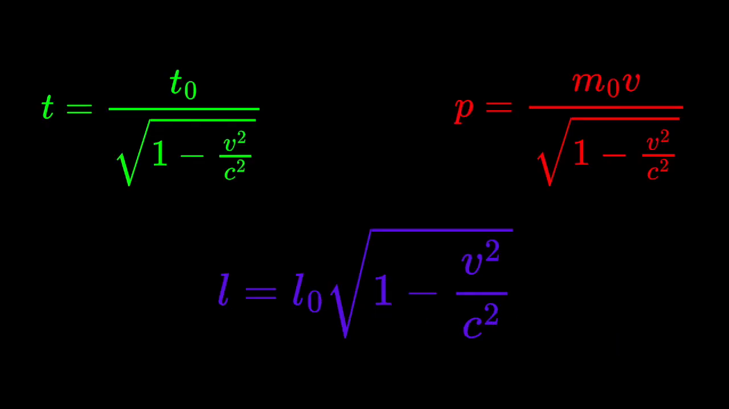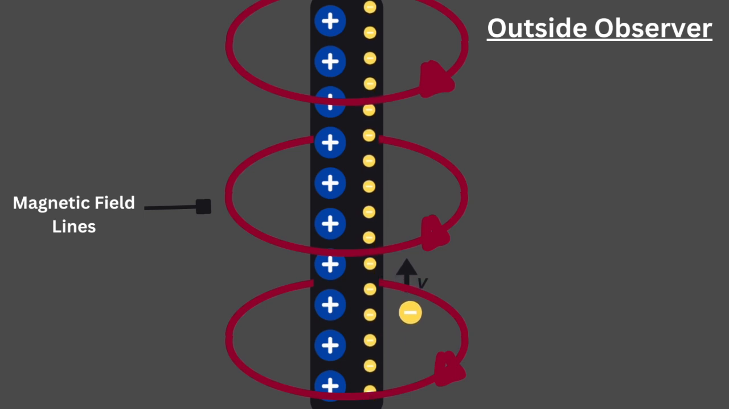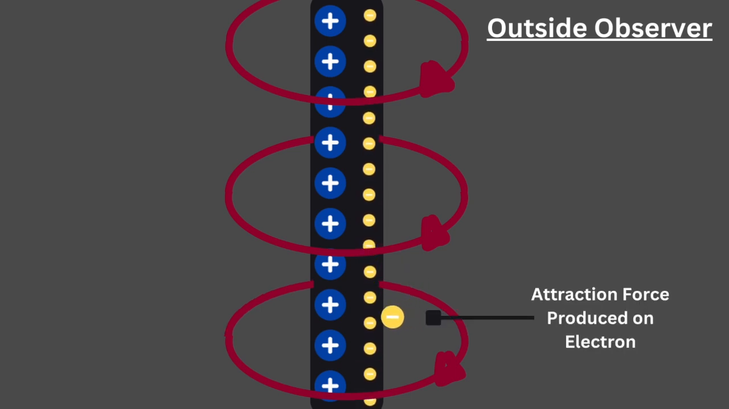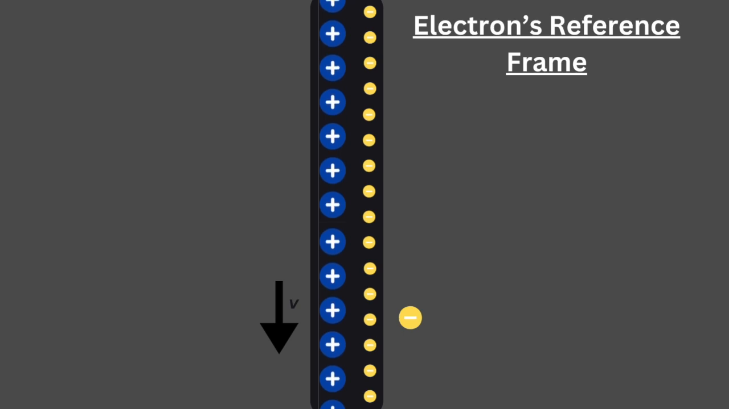In summary, there are three consequences of special relativity, all mathematically modeled by the Lorentz factor: time dilation, relativistic momentum, and length contraction. Now that we understand both the kinematics and dynamics of special relativity, let's return to our initial experiment involving the current-carrying wire and the outside electron. We already have an explanation for the motion of the electron from the outside reference frame. It's just the magnetic field applying a force on the moving electron. We need to reconsider the reference frame of the moving electron using our new knowledge.